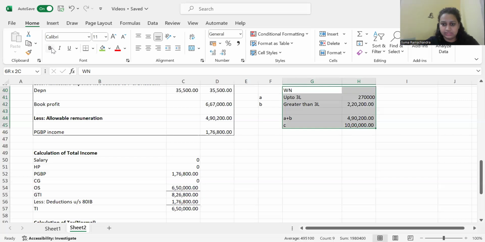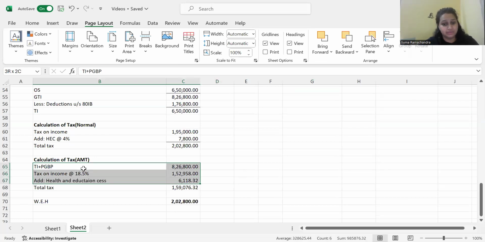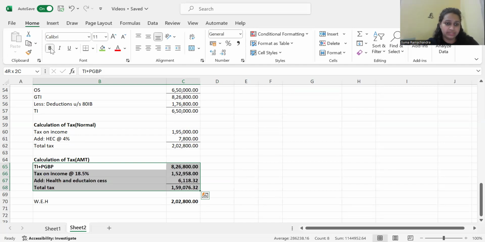If you know this much, as well as the concept of AMT and when it will be applicable, I think you should be through with this chapter. Probably once you listen to this video, go and see one or two sums with respect to this chapter. I think you should be able to crack this chapter in the exam. You will be getting a 12 marks question from this chapter.